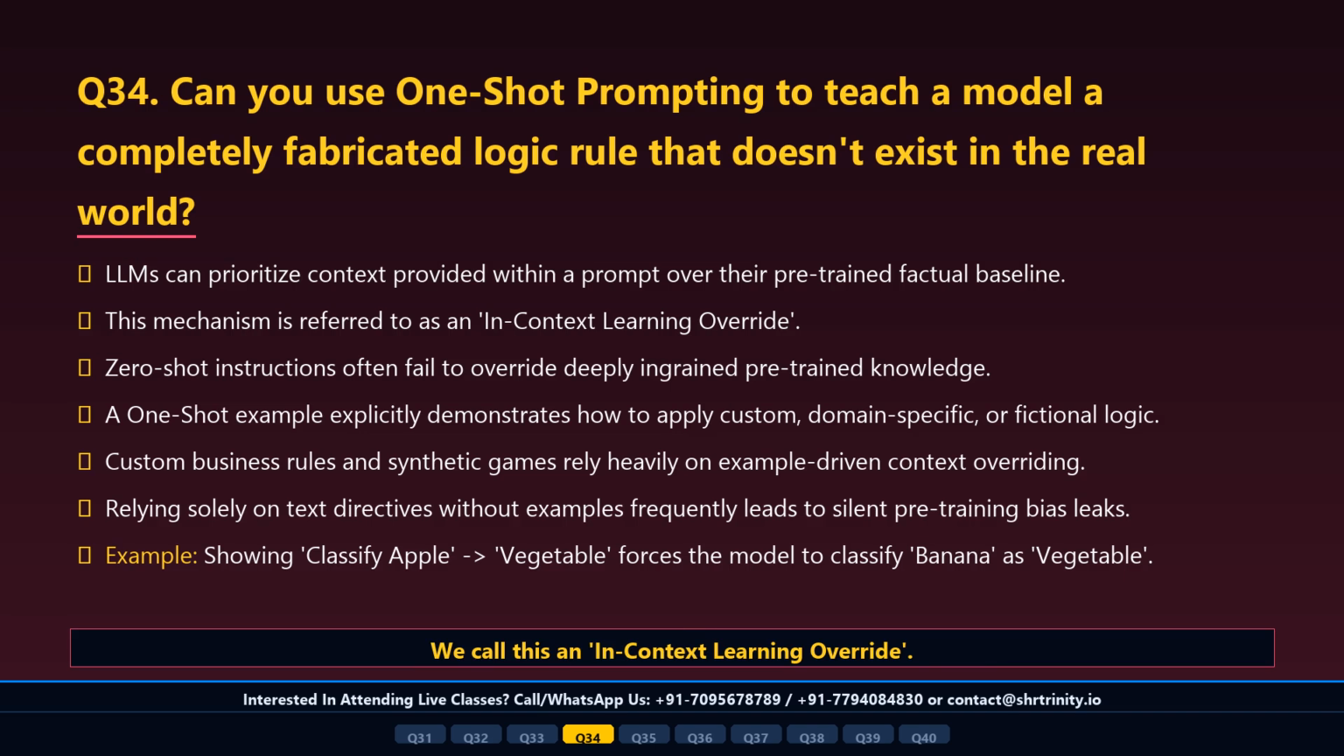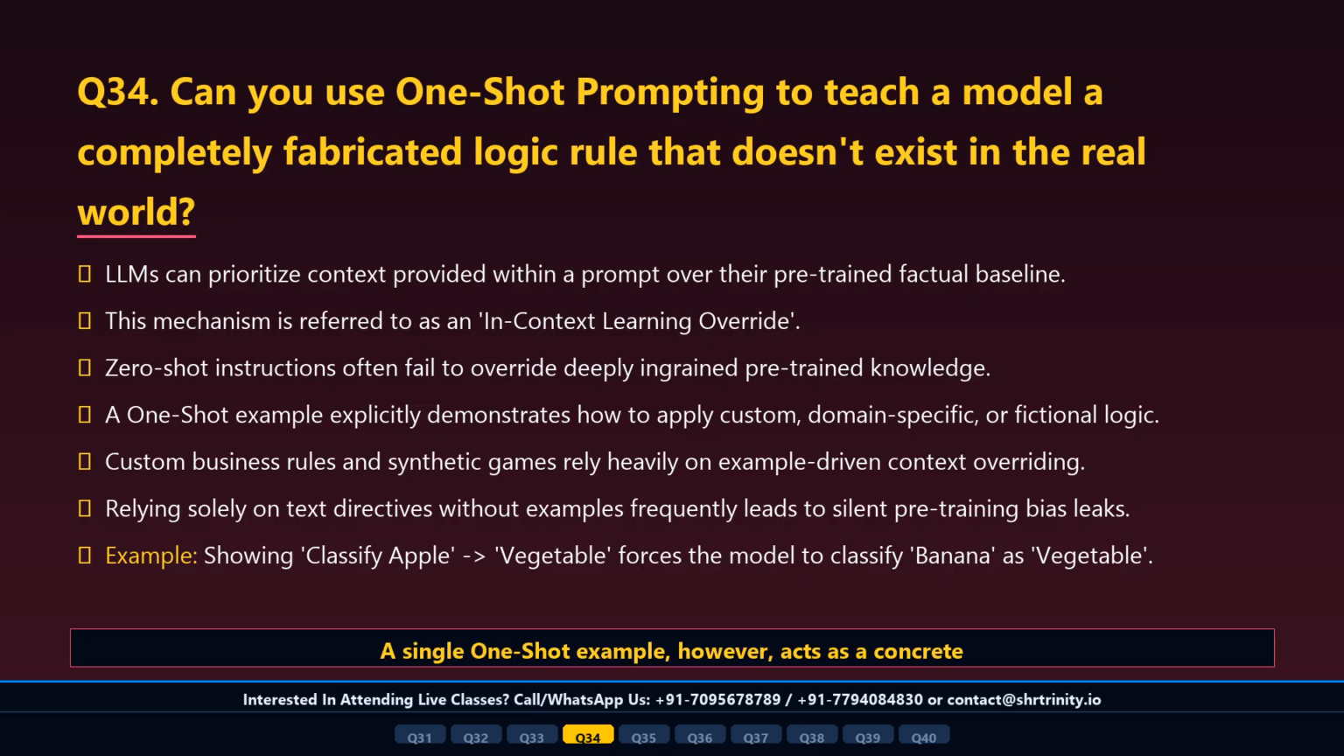Suppose your company operates under proprietary database rules where, hypothetically, certain fruits are categorized as vegetables. If you use zero-shot instructions like "treat fruits as vegetables," the model's massive pre-training data will fight you, and real-world facts will routinely leak through. As our key points highlight, zero-shot directives are rarely strong enough to overwrite deep factual weights. A single one-shot example, however, acts as a concrete demonstration of your custom universe's rules. Demonstrating the rule in action forces the model to prioritize the in-context pattern over its pre-trained knowledge.